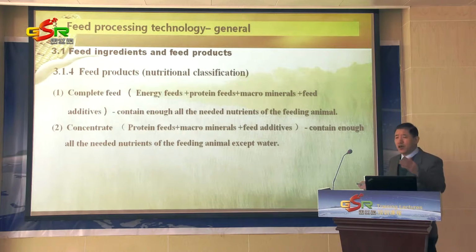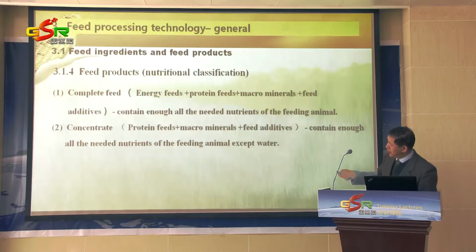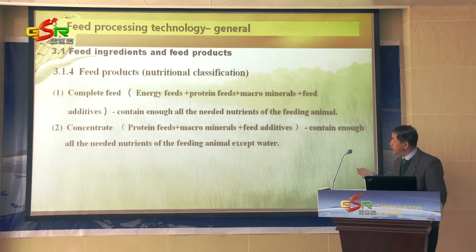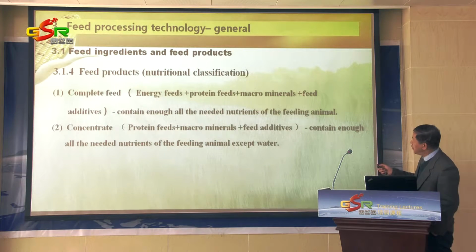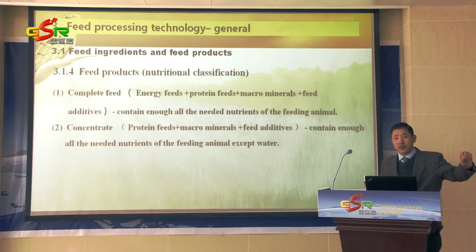That includes energy, protein, minerals, vitamins, essential amino acids, all of this. In the feed composition, it consists of energy feed plus protein feed and macrominerals plus feed additives. So the animal can eat only complete feed, then drink water, and that can meet all the nutritional requirements.